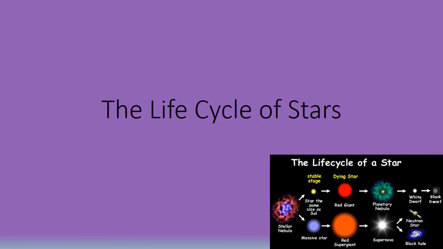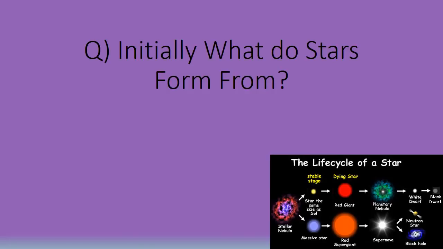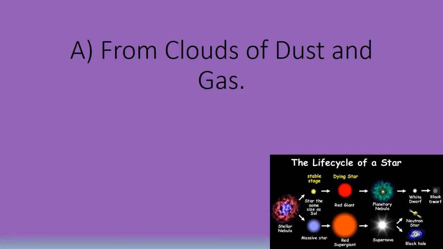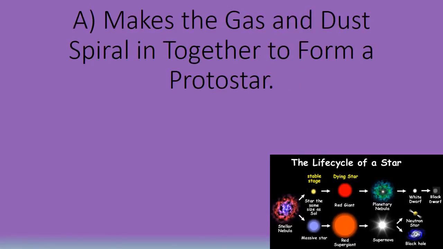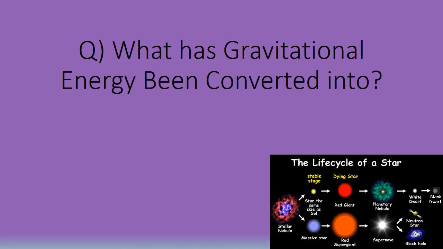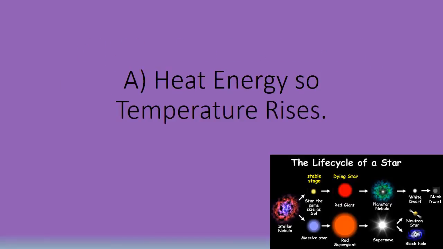Origin of the universe. Initially, what do stars form from? From clouds of dust and gas. What do the forces of gravity do? Make the gas and dust spiral in together to form a protostar. What has gravitational energy been converted into? Heat energy, so temperature rises.